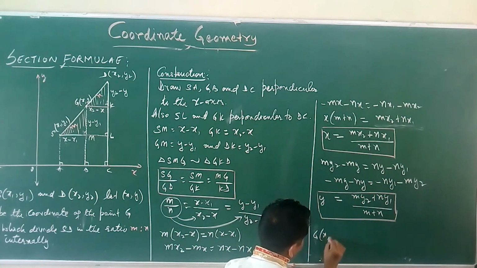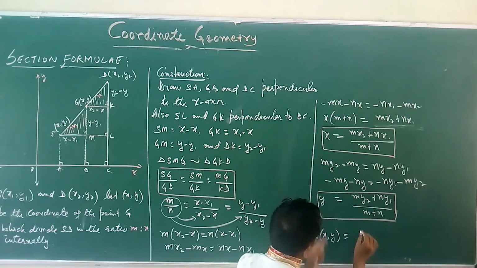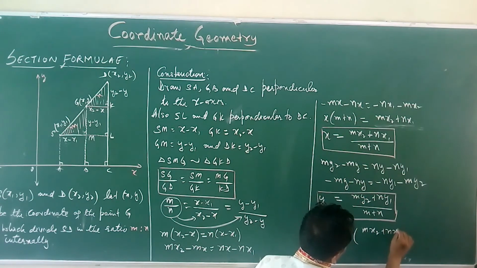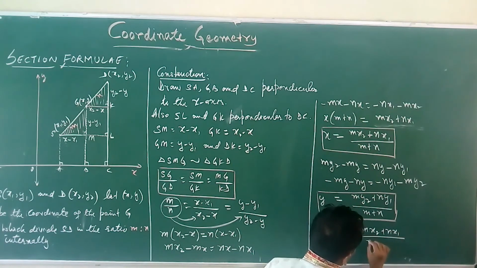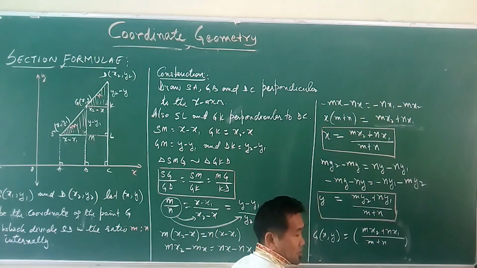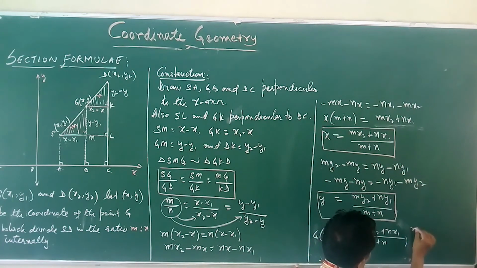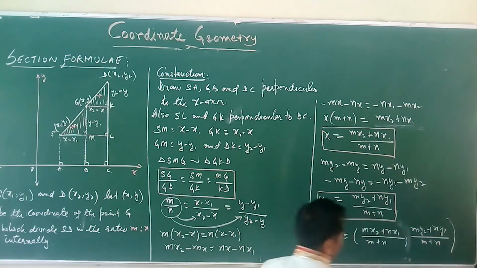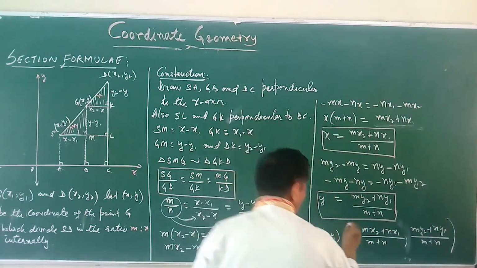So the coordinates of P are: x equals (mx2 plus nx1) divided by (m plus n), and y equals (my2 plus ny1) divided by (m plus n).